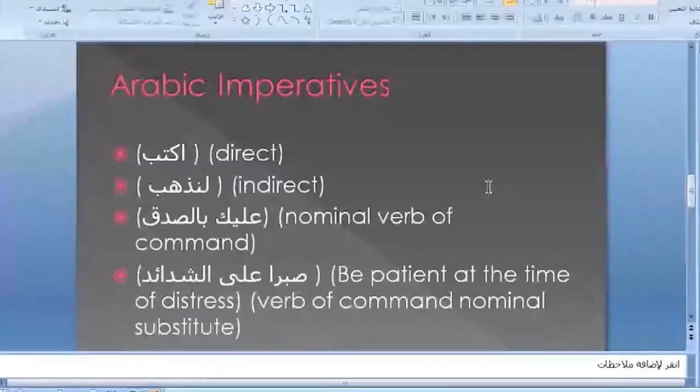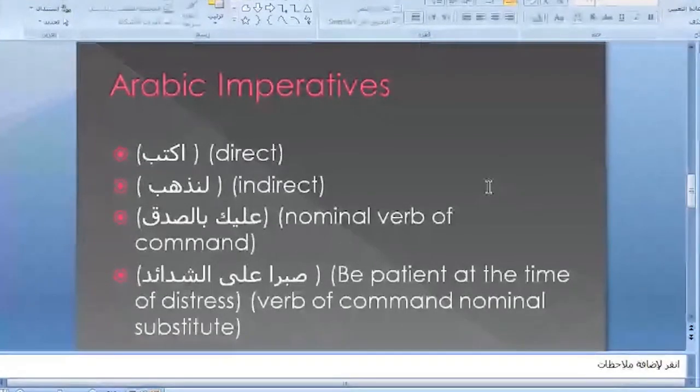Another example is صبرا على الشدائد. And you know the item الصبر is what is called in Arabic مصدر. والمصدر المقابل مالته in English is a verbal noun. Verbal noun. يعني اسم مأخوذ من فعل.